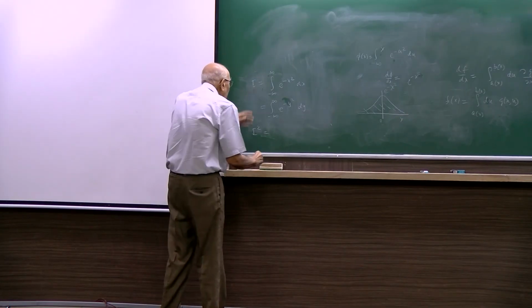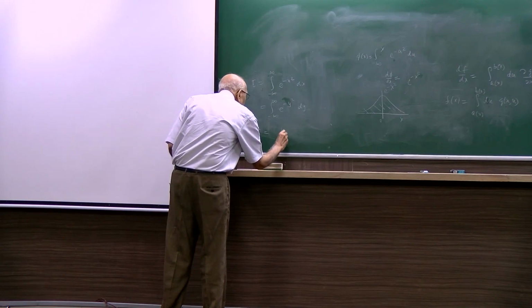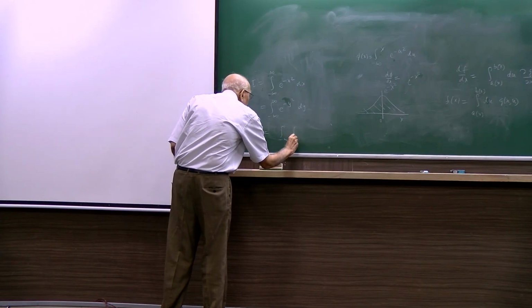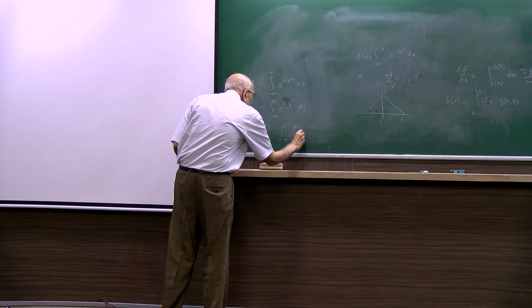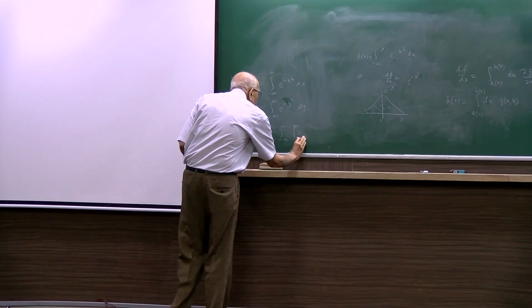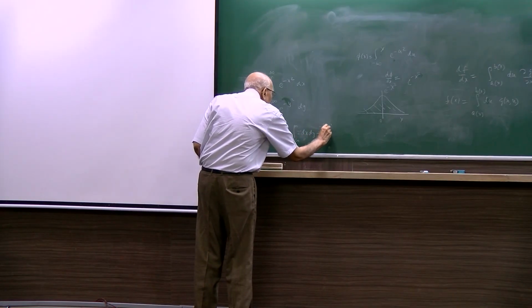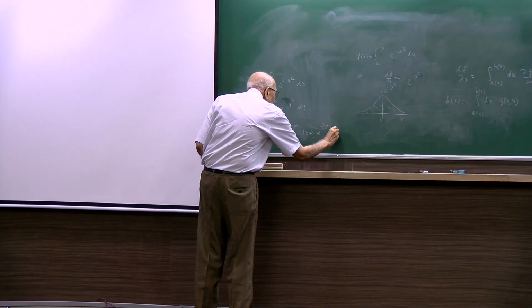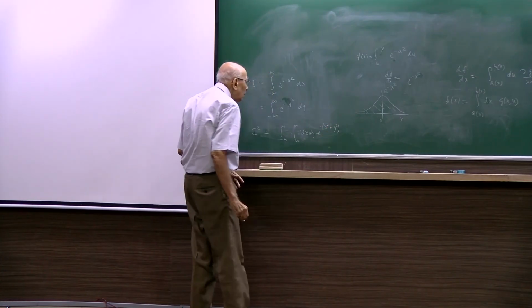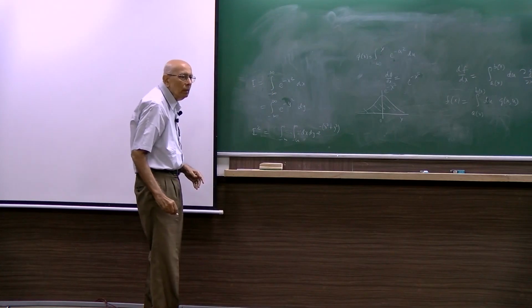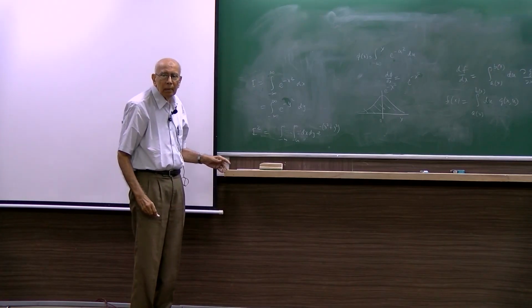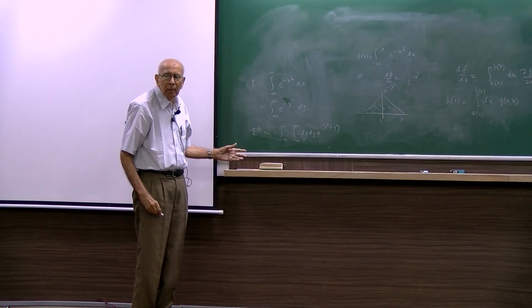It's just the product of these two integrals. So integral minus infinity to infinity, integral minus infinity to infinity dx dy, e to the minus x squared plus y squared. Okay? That's the square of the integral.